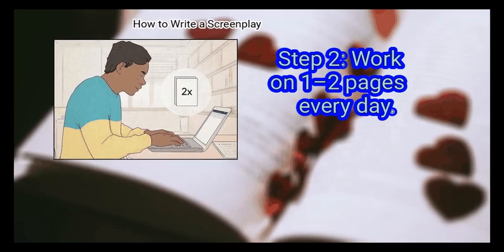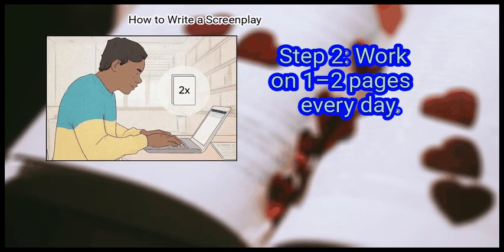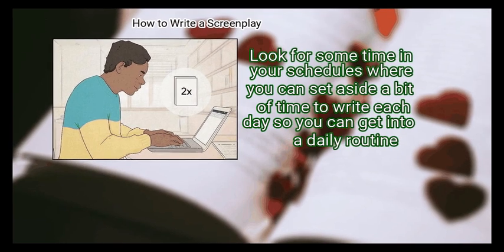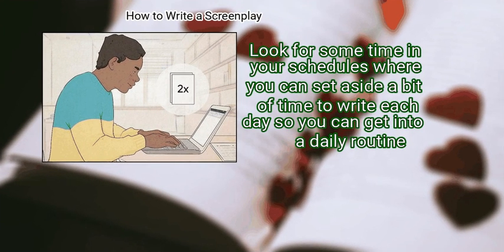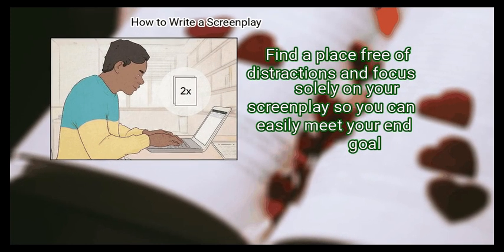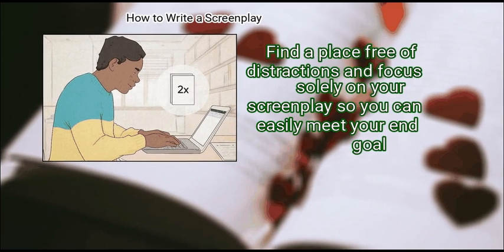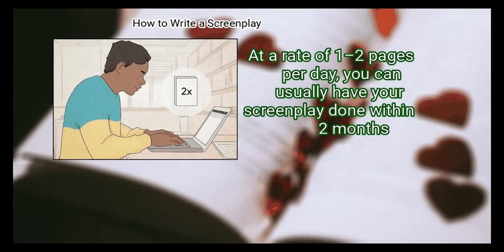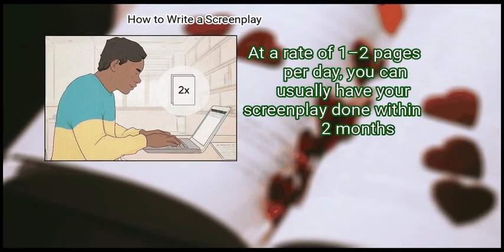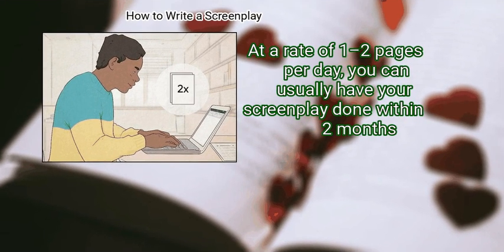Ask other people to hold you accountable to your goals to help you feel more motivated to finish on time. Step 2. Work on 1 to 2 pages every day. Look for some time in your schedule where you can set aside a bit of time to write each day so you can get into a daily routine. Find a place free of distractions and focus solely on your screenplay so you can easily meet your end goal. At a rate of 1 to 2 pages per day, you can usually have your screenplay done within 2 months.